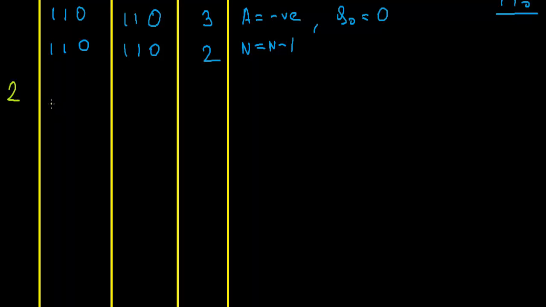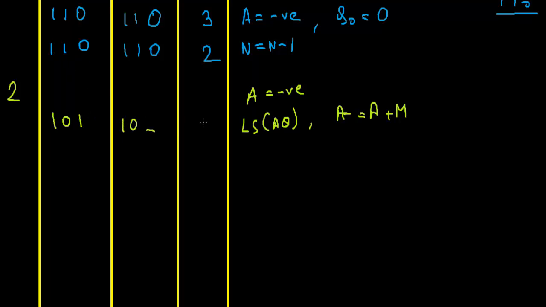Step number 2. Now see the sign of A. The sign of A is negative. So since A is negative, we need to perform the left shift, and we also need to perform A equals A plus M. I'm doing both of the steps. First we are doing the left shift. This will be 1 0 dash, and N will be 2, and A equals A plus M. I'm just writing it directly. So it will be 0 0 0.